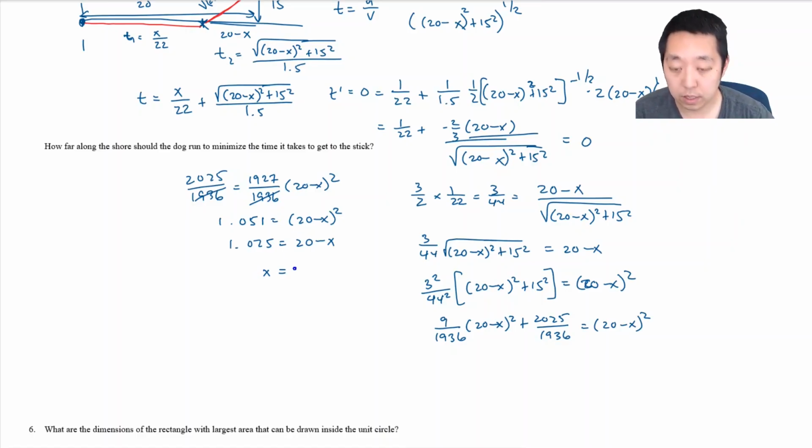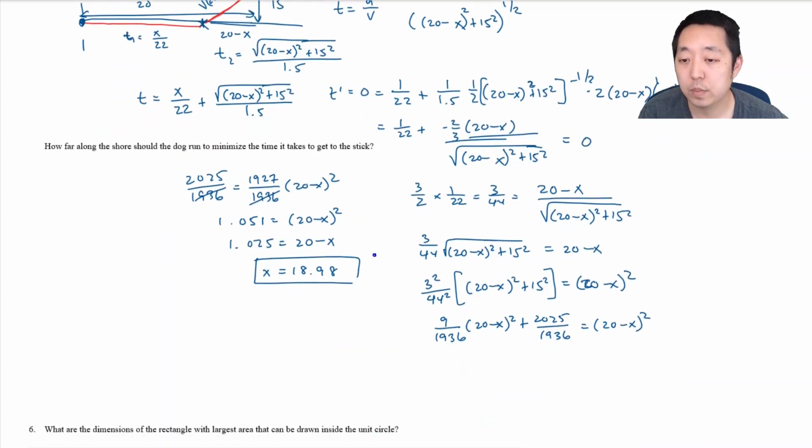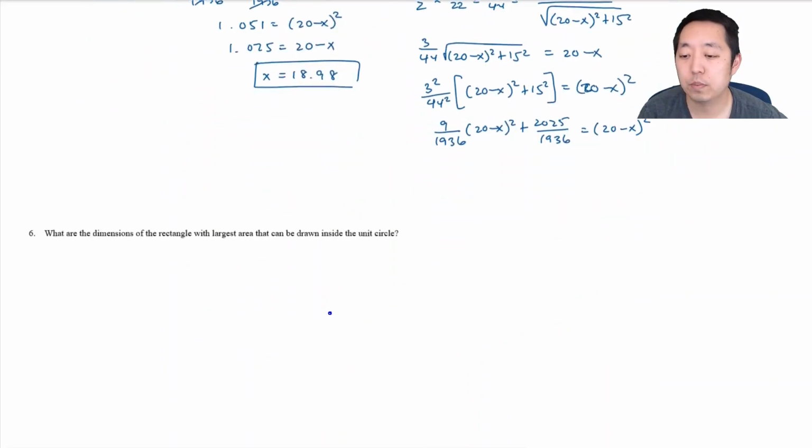18.98. Okay? So that means he doesn't need to go all the way 20 and then turn a right corner. He's going to go pretty close. And that has to do with the fact that his swimming speed is so much slower than his running speed. So that intuitively makes sense. The answer logically makes sense.